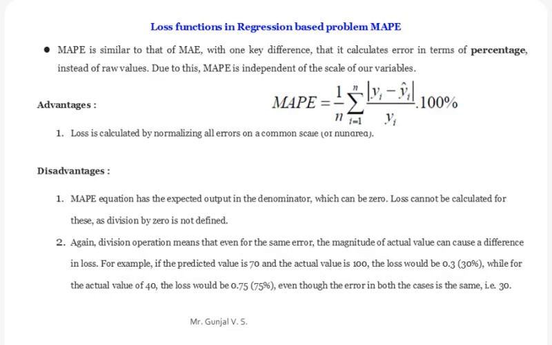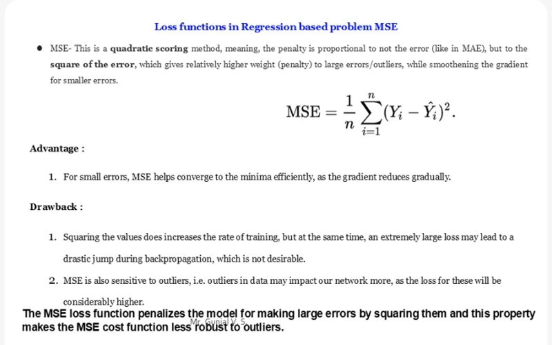MAPE calculates error in terms of percentage, making it independent of the scale of the variables. However, it can be problematic when the actual values are 0 or close to 0. Mean squared error penalizes larger errors more than smaller ones, making it useful for models that need to minimize large deviations. However, it is sensitive to outliers.